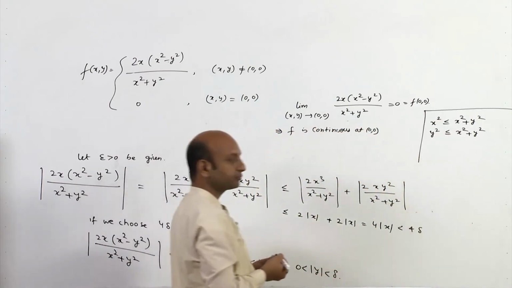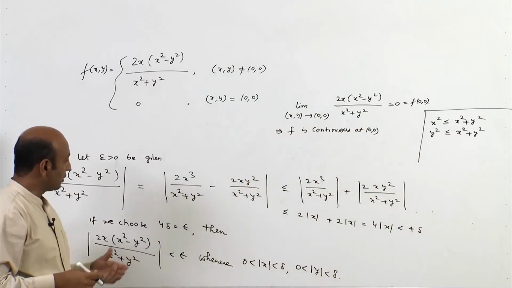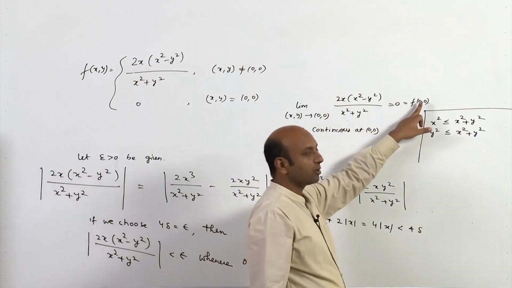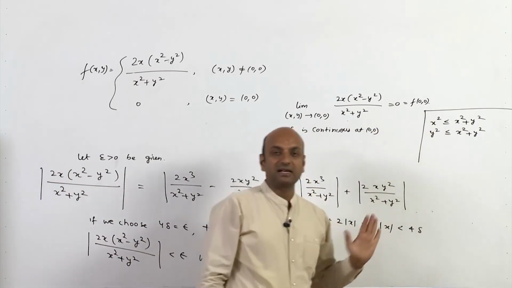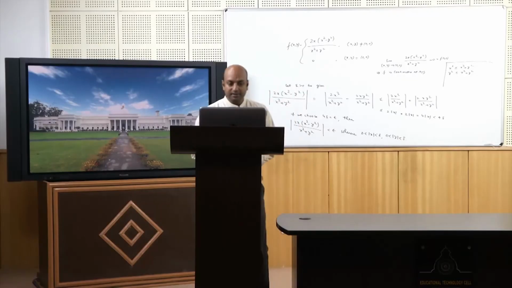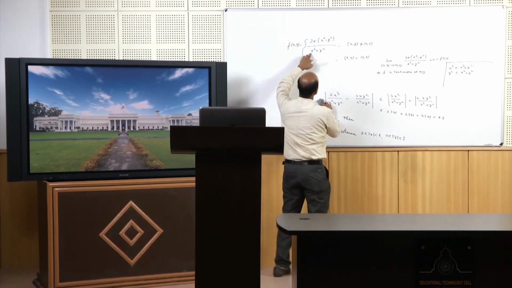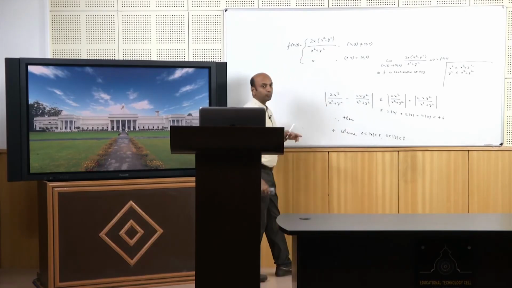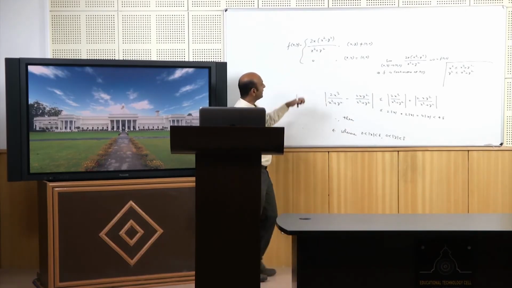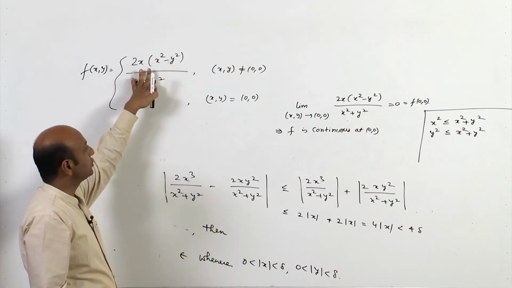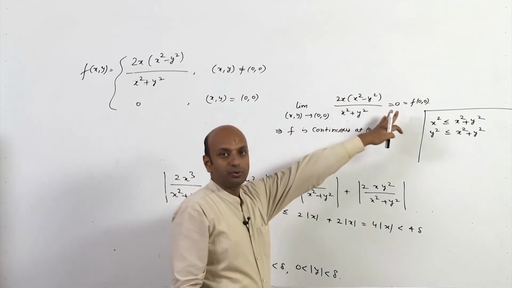Because this limit exists and is equal to 0, which is the value of the function at (0, 0), this means the function is continuous at the origin. Similarly, we can try one more example based on this. This problem we can also show by converting it into the polar coordinate system. We can take x equal to r cos theta, y equal to r sin theta, then also we can show that this limit is equal to 0.